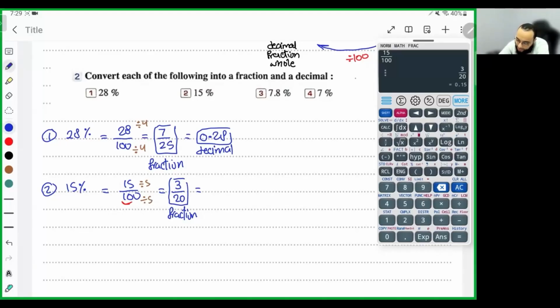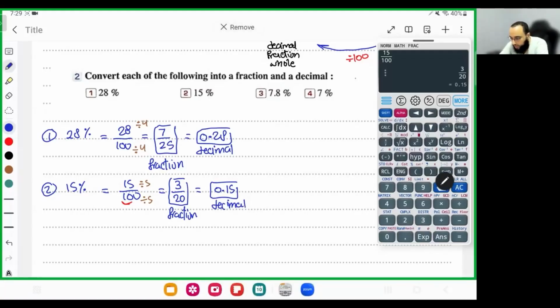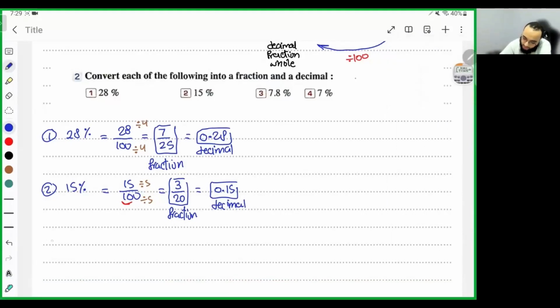So right now as a decimal, it's 15 over 100. Then it's 0.15 as a decimal. You know, you can do it with the calculator. Which button do I have to press? SD. This button, SD. I press SD, it's going to convert into 0.15. Yes, that's correct.